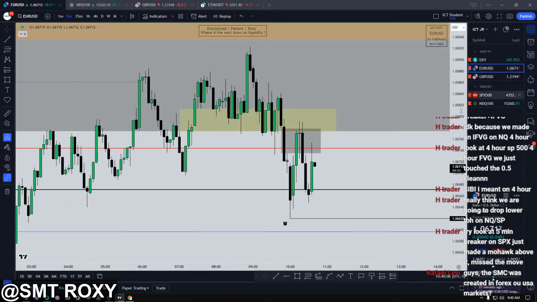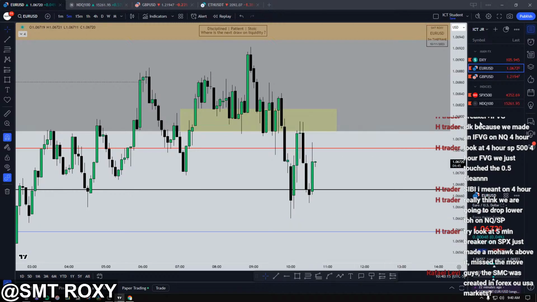GU held that CB nicely. This one didn't. It created more of a balanced price range, tapped up into this one. So I'm going to just take this off since we are out of the trade already. We got stopped out.